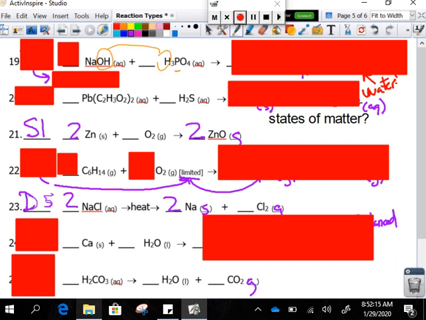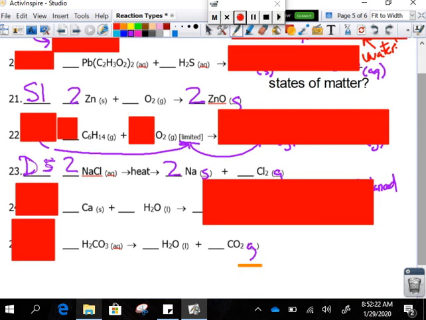But I don't have my decomposition sheet with me, so I can't look at it. But it feels like a decomposition number 5 to me. And then the last one is a decomposition also. It is an acid being broken apart. This is actually the reaction for carbonated water.